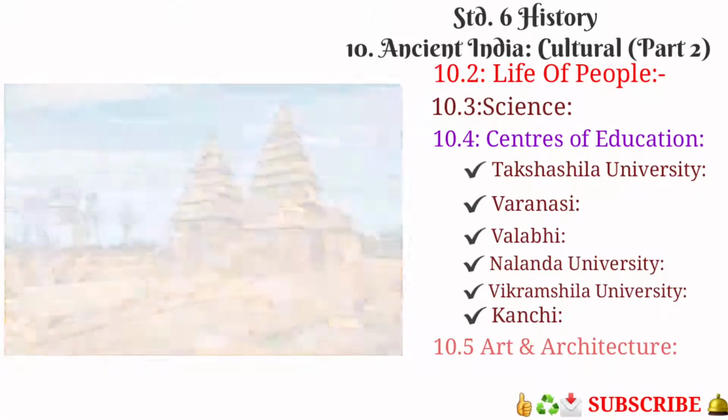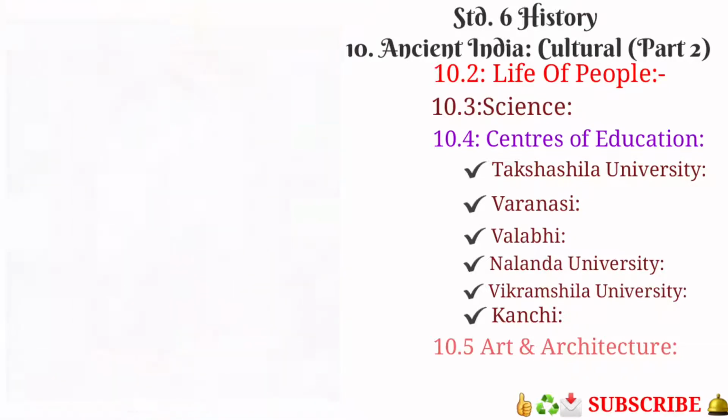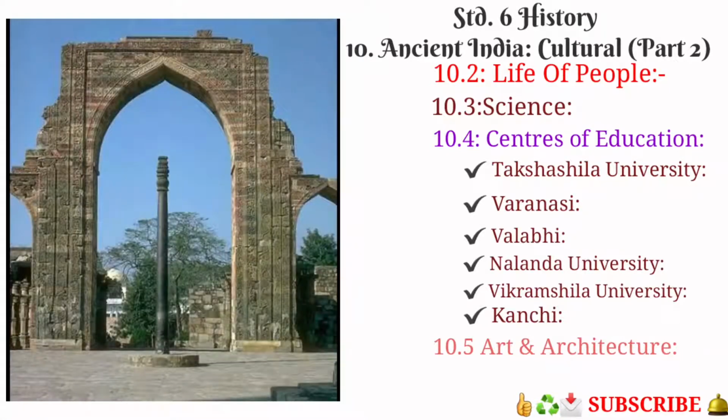The art of making bronze images of deities emerged during the period of the Pallavas. The iron pillar at Mehrauli near Delhi is evidence of the advanced knowledge of metallurgy of the ancient Indians. Students, metallurgy means what? It is one of the techniques by which we can make things with the help of metals. Okay, students, have you understood this much?